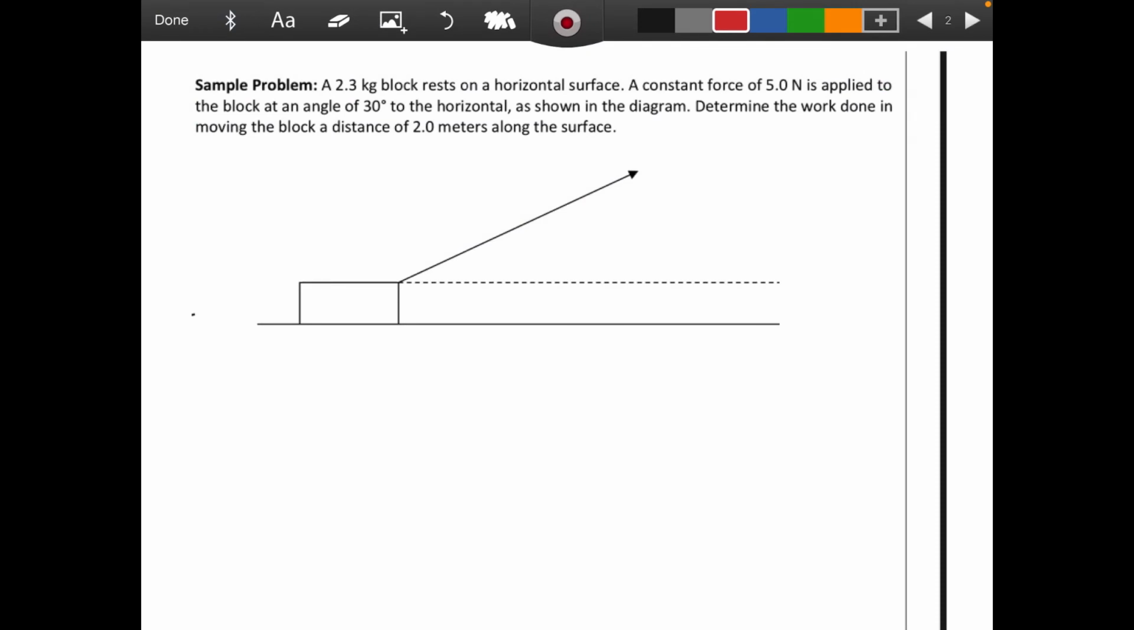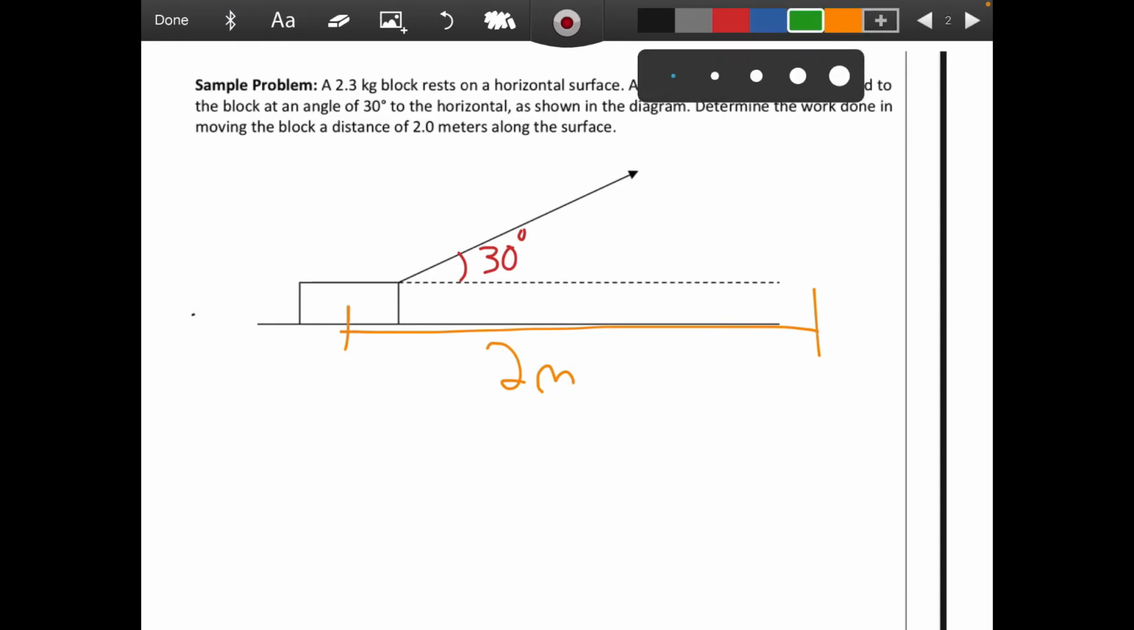Okay, so here's our first sample problem. We have a 2.3 kilogram block resting on a horizontal surface. A constant force of 5 newtons is applied to the block at an angle of 30 degrees to the horizontal, as shown in the diagram. We want to determine the work done moving the block a distance of 2 meters. If this block is displaced 2 meters along the surface, we only care about the component of the force that is in the direction of the displacement. In this case, it's being displaced to the right, so I am only going to care about the x component of this force.